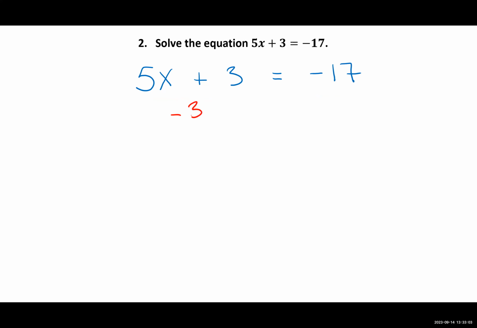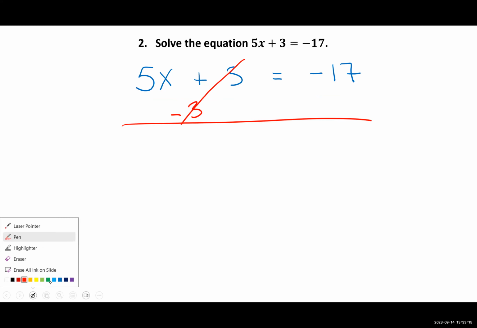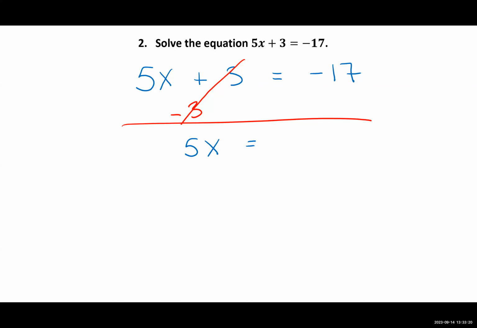So we could subtract 3 from the left-hand side. So the plus 3 and the minus 3 cancel, leaving us with just 5x. So we're getting closer to what we want. So now we have 5x is equal to, and on the right-hand side, we have to do the same thing, minus 3. So we've got -17 minus 3. That'll give us -20.